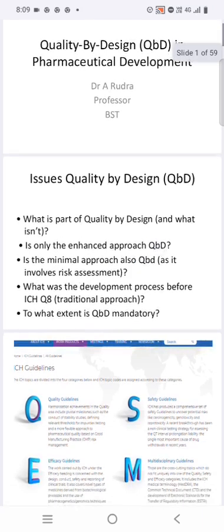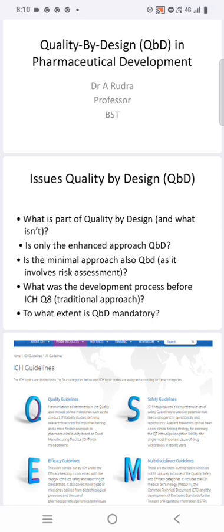Now, some issues are there in quality by design, QbD. First thing is, what is the part of quality by design? What is it? Definition of quality by design and its enhanced approach, QbD, in pharmaceutical research and pharmaceutical product development. What is the approach of QbD? And also it involves risk assessment.